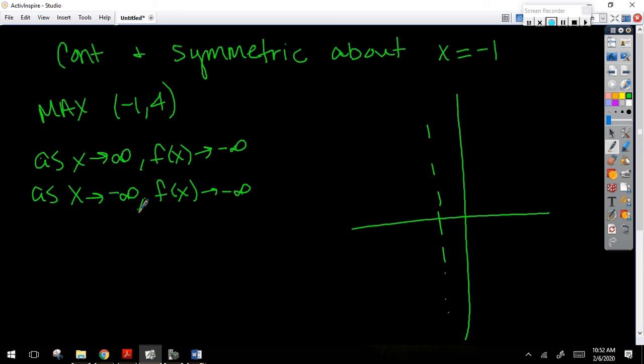Anybody guess what this is going to look like? It's just a parabola. That's exactly right. This is just going to be an upside down parabola, because it's a max at -1. Now, notice I didn't tell you any zeros. I didn't tell you positive, negative. That's all I told you, but that's okay, because I can satisfy this way.